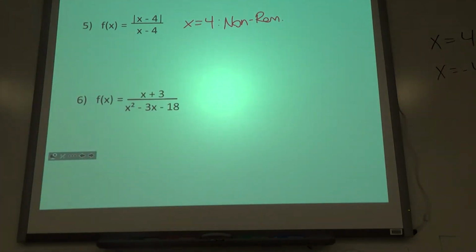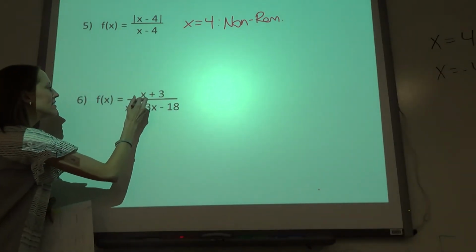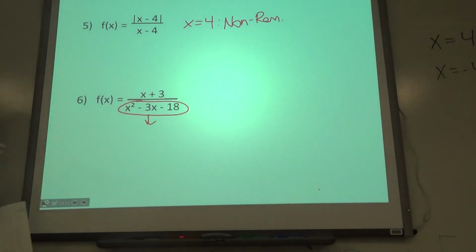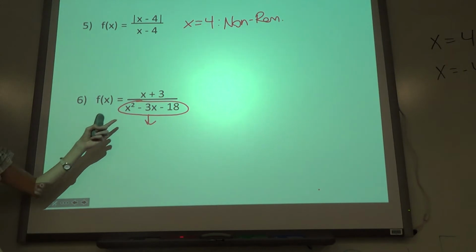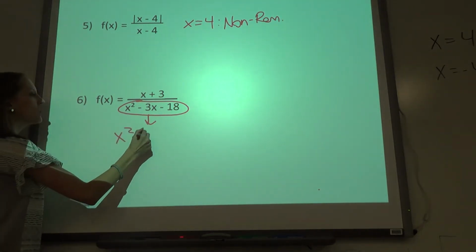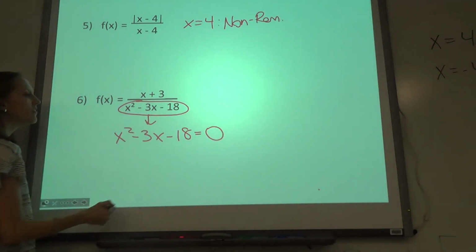All right. Now, last couple here. Still kind of the same thing. Number 6 says f of x equals x plus 3 all over x squared minus 3x minus 18. First thing you need to do before you graph this is figure out what x values you should be concerned about. Now think about setting this equal to 0 and solving for x.